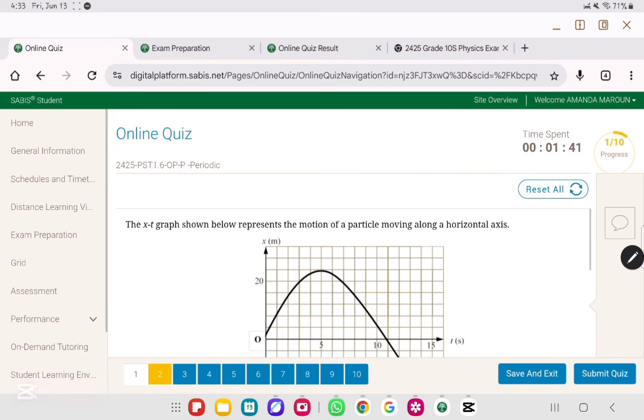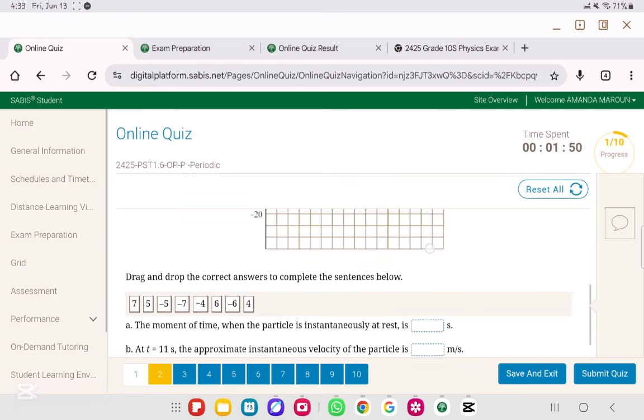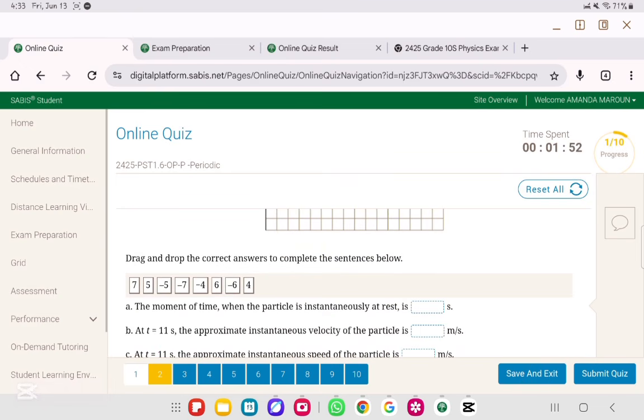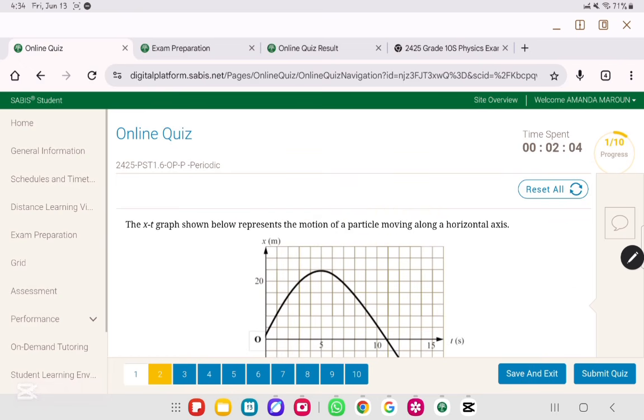So we move on to question number 2. What does it say in question number 2? It says the x-t or position-time graph shown below represents the motion of a particle moving along a horizontal axis. They ask for the moment of time when the particle is instantaneously at rest. What does instantaneously at rest mean? Very simply, we're dealing with a position-time graph.